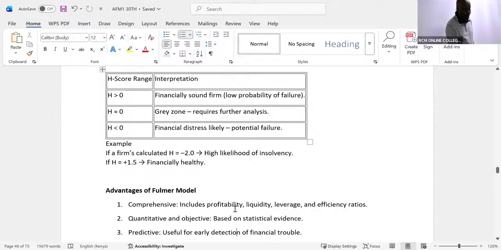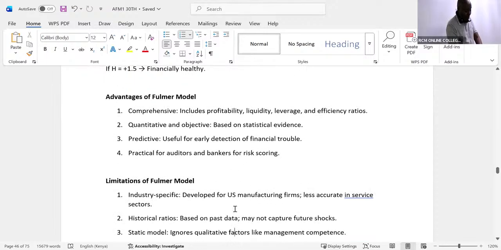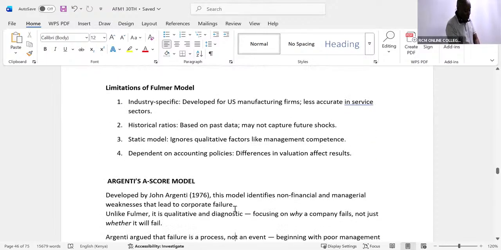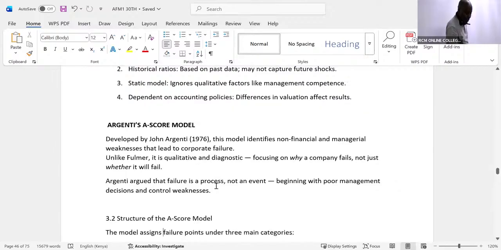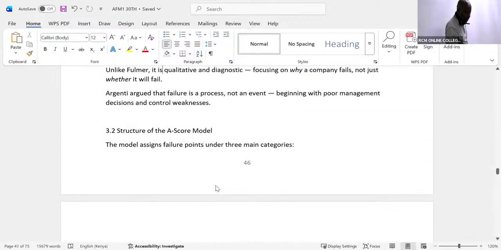Then now we go to this one that is very, very popular. You'll be able to read those things, advantages and disadvantages. We go to this one that is very, very popular, known as the Argenti A-score model. This is very, very popular in your exam. I hope you are able to access the handout. It's on page number 46 actually, at the bottom there.